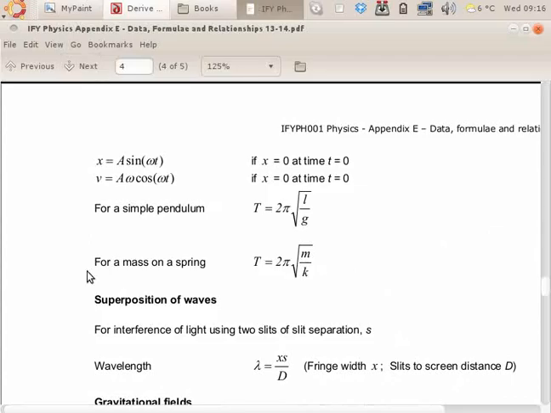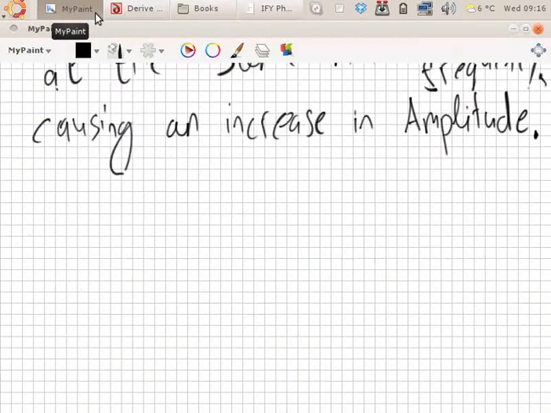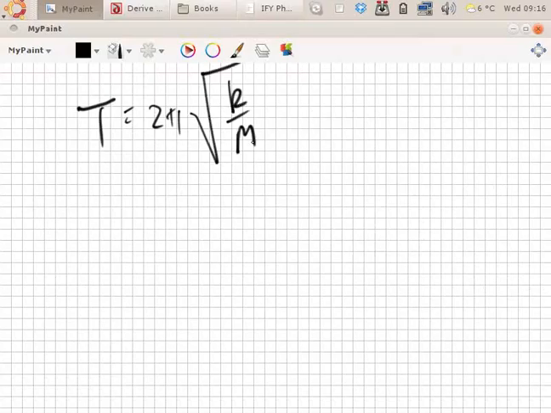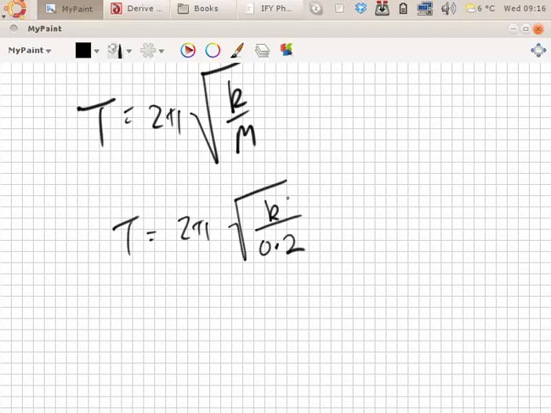So look, we have the formula here for a mass on a spring. That's it right there. Okay? T equals 2 pi root m over k. So if I look at the next part now, T equals 2 pi root m over k, and he wants the k. And we know that the m is 200 grams. So we have T equals 2 pi root k over 0.2. He also tells us that the frequency is 1.25.